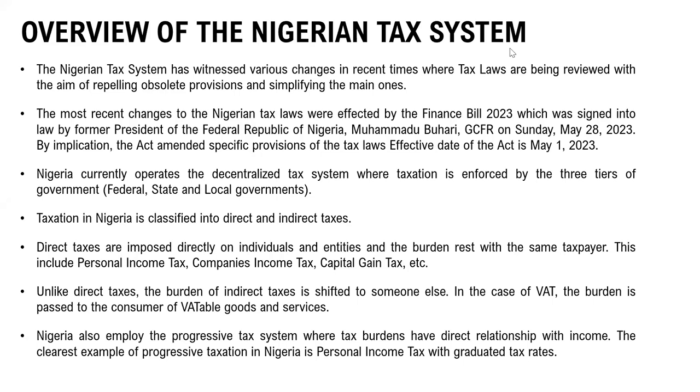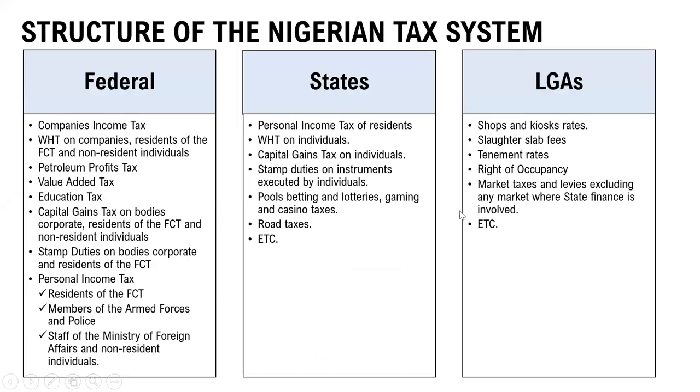Okay, so we are moving on to the next slide. Structure of the Nigerian tax system. Like I said, we operate a decentralized tax system. People have the opinion that we have multiple taxes in Nigeria because of this decentralized system, right? So if you can see, federal is collecting company income tax, withholding tax on companies, petroleum profit tax, VAT, education tax, capital gains tax. If you notice, there are some, like withholding tax and some capital gains tax on individuals, that states are collecting.